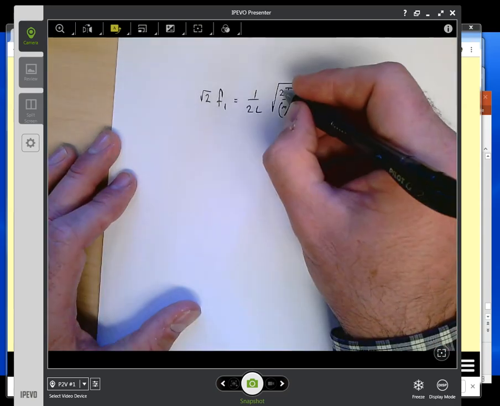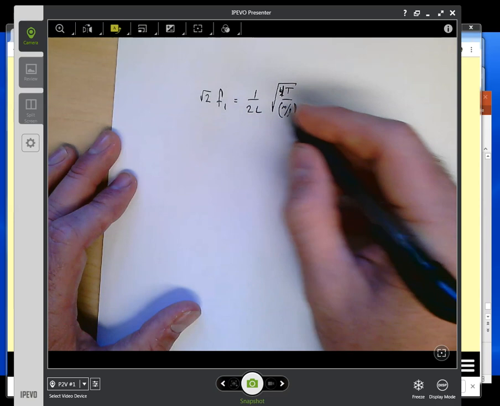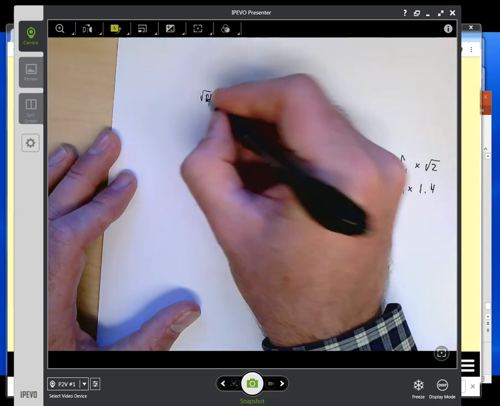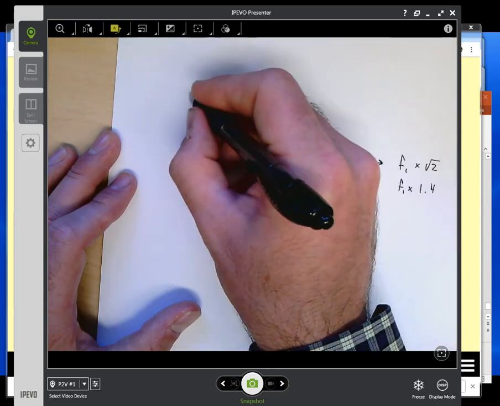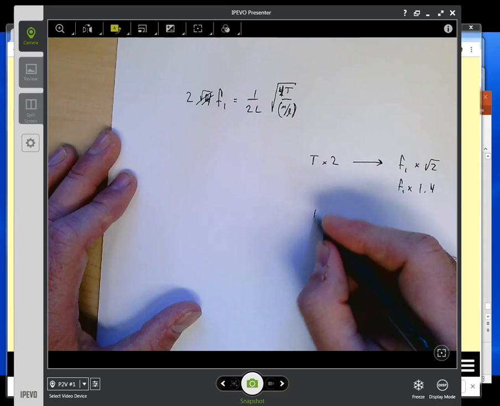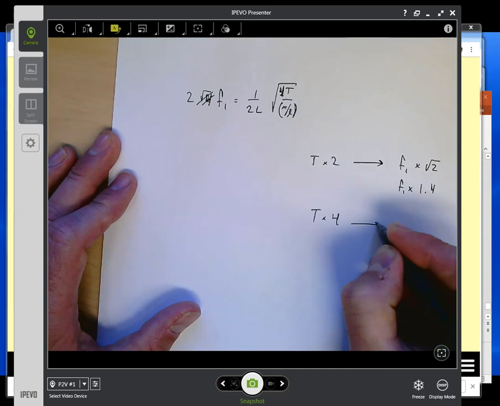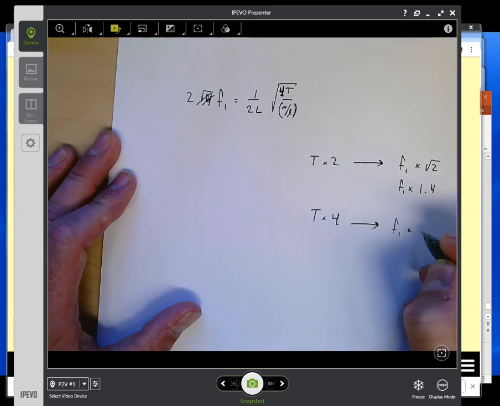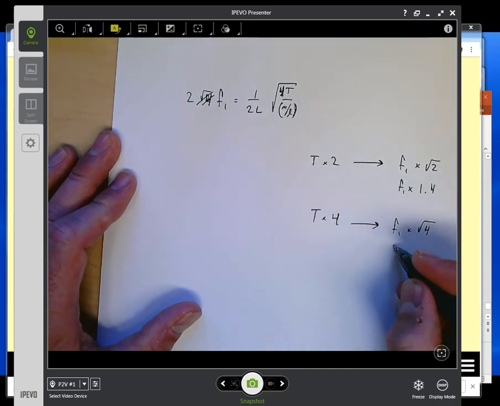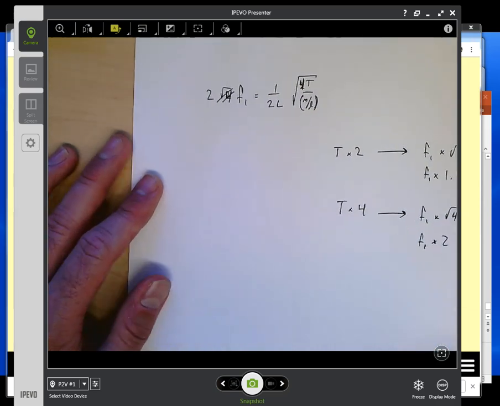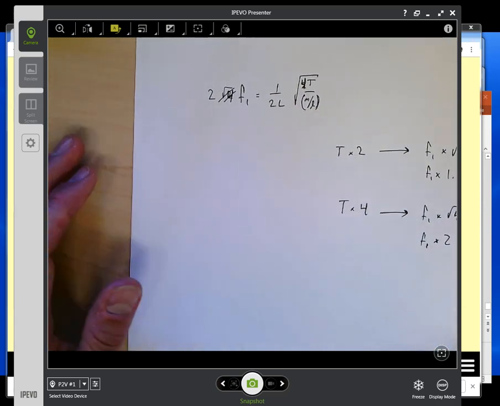If I put in a 4 here instead, then I'd have a square root of 4 here, and the square root of 4 is 2. So in other words, if I multiply T by 4, then the frequency would get multiplied by the square root of 4, in other words, the frequency gets multiplied by 2. So that's interesting. What if I wanted to change the mass per unit length?